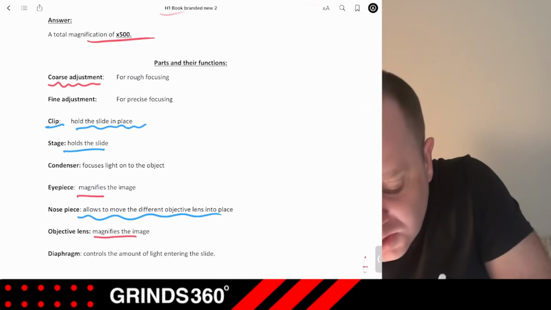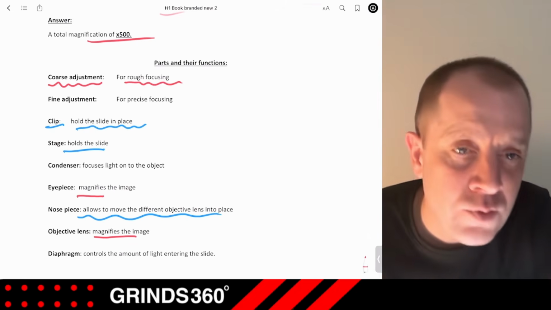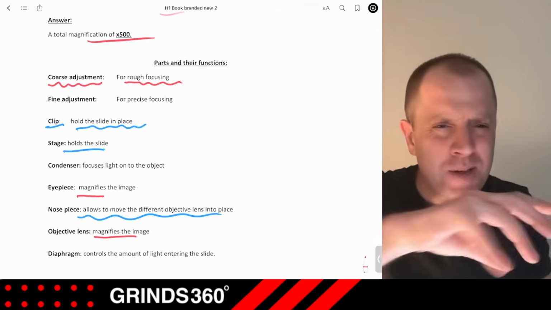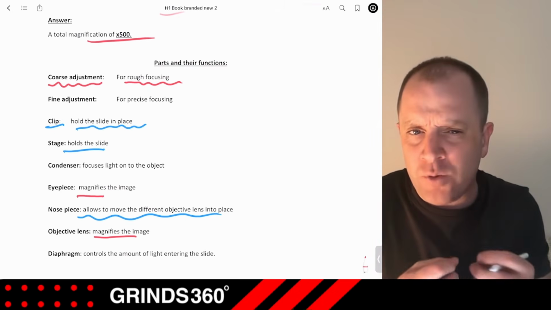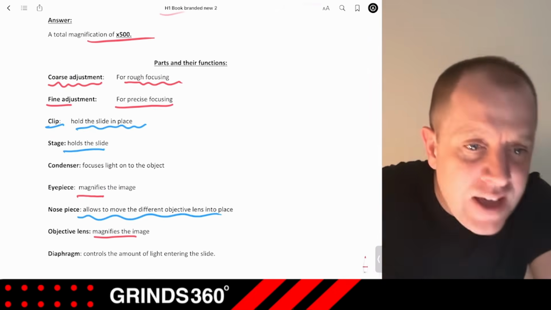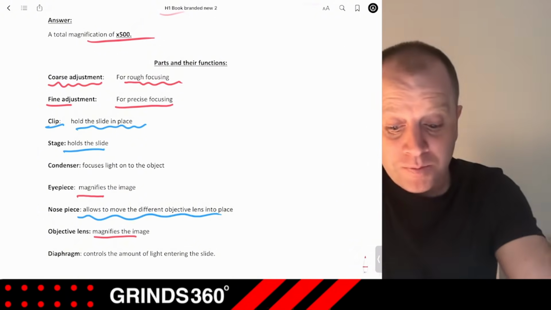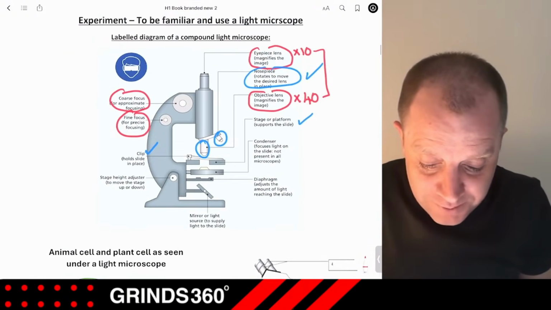The coarse adjustment is for rough focusing. All right, so it's for rough focusing. So it allows you to detect what you want to see. Let's say a plant cell or whatever it may be. But then you want to maybe magnify it and you want to make it more precise. Then you use the fine focus. The fine focus is for more precise focusing. Okay, excellent.